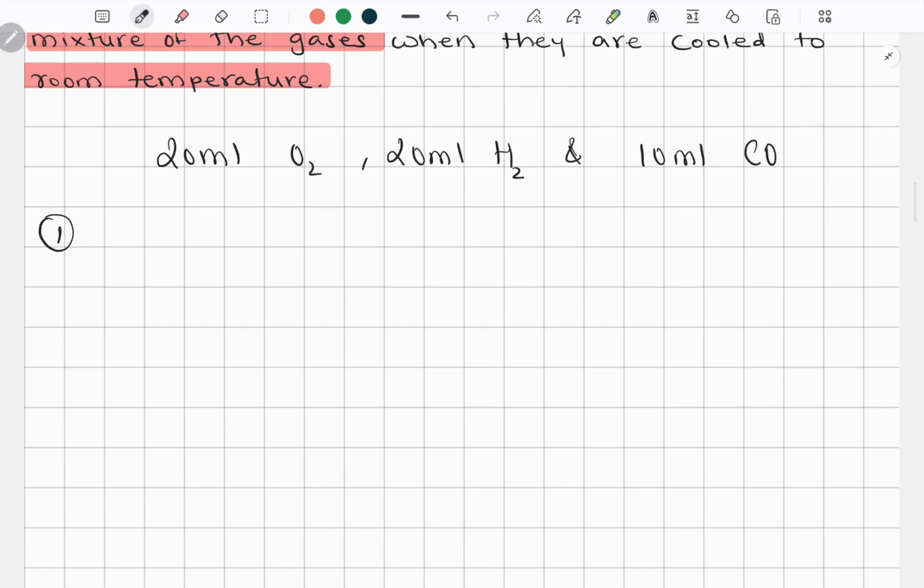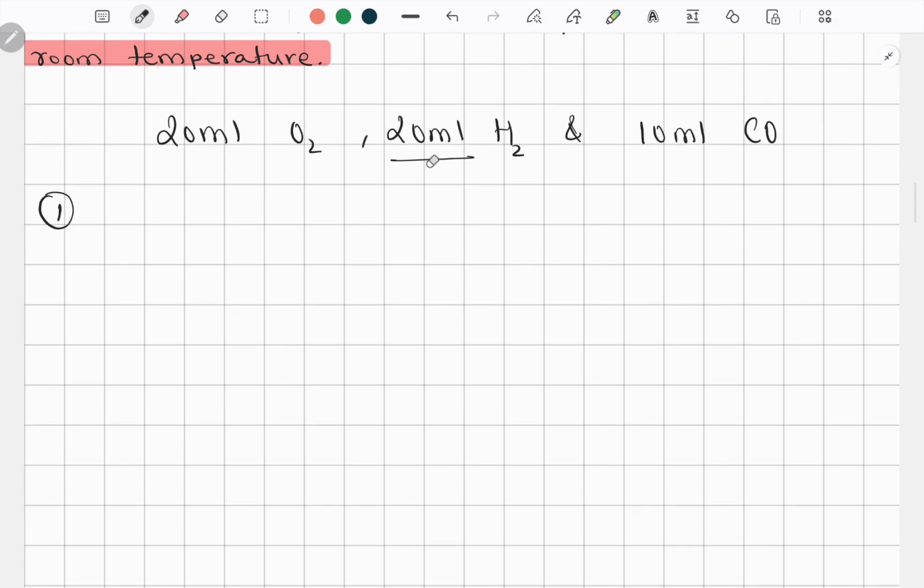So first we have to write down the chemical equations of the reaction of hydrogen with oxygen and carbon monoxide with oxygen. First, hydrogen plus oxygen. When H2 reacts with O2, it forms H2O, right? Hydrogen is balanced but oxygen is not, because we have only one oxygen here and two on the other side. So we multiply this by 2. Now oxygen is balanced but hydrogen is not, so we multiply by 2 here, and we get the balanced chemical equation.